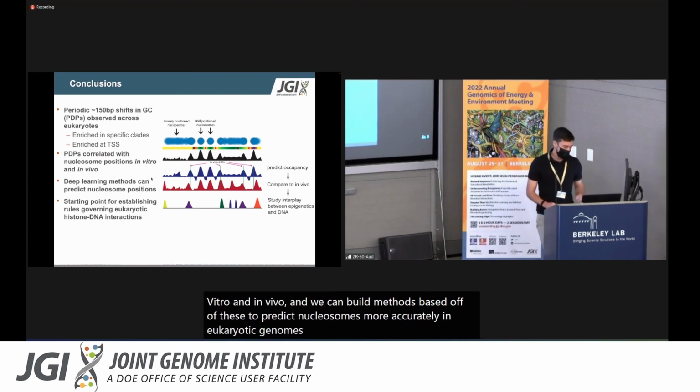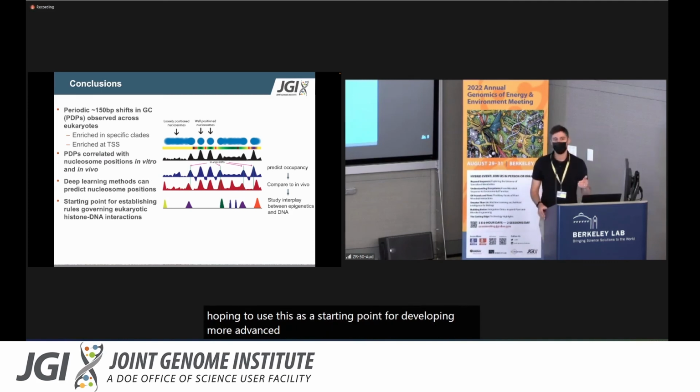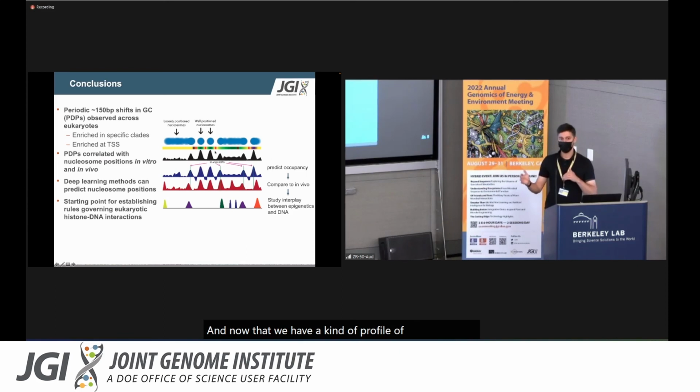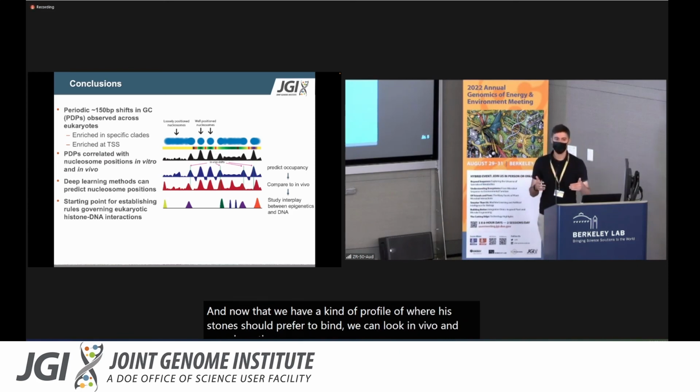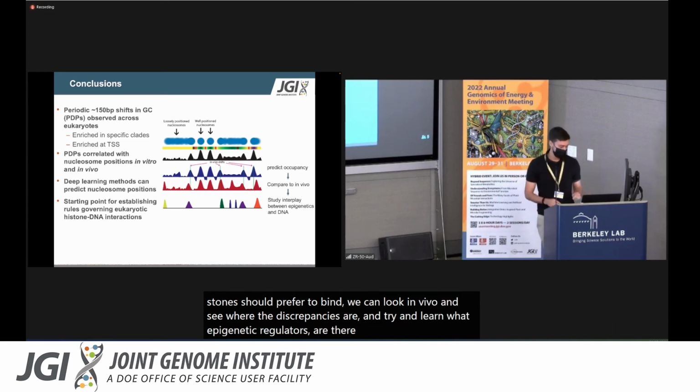And so I'm hoping to use this as a starting point for developing more advanced rules that are governing histone-DNA relationships. The idea is that now that we have a kind of profile of where histones should prefer to bind, we can look in vivo and see where the discrepancies are and try and learn what epigenetic regulators are there to explain that difference.